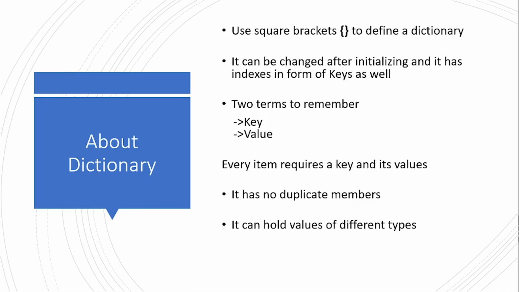Two terms which you need to remember are key and value. In a dictionary, every item requires a key and its value. It has no duplicate members and it can hold values of different types as well.